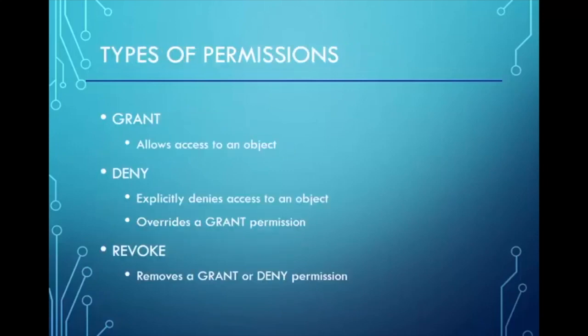To manage the permissions in the roles, there are three types of permissions. There are grant permissions. Grant permissions allow access to do something. Then there are deny permissions. Deny permissions explicitly deny access to an object. If someone has both a grant permission on a table and a deny permission on that same table, they will not have access because a deny permission overrides a grant.